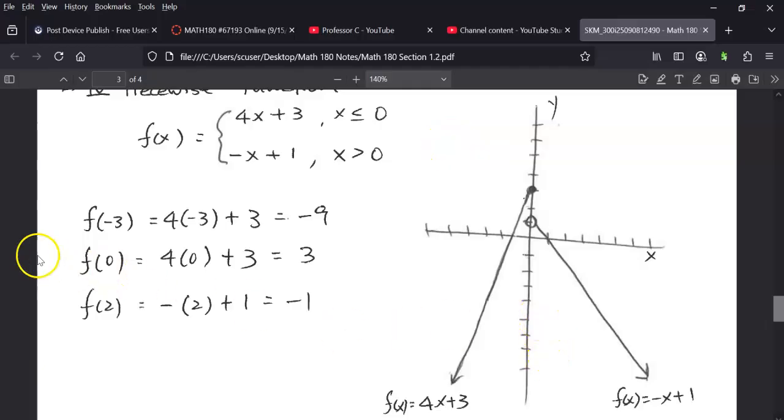Now, to evaluate, I give you three examples here: f of negative 3, f of 0, and f of 2. For f of negative 3, since negative 3 is less than 0, we're going to use the first part of the function to evaluate. f of 0 also belongs to the first function because x less than or equal to 0 follows this function. Versus f of 2: since 2 is greater than 0, it belongs to the second part of the function. So when we evaluate 2, we plug into this bottom function, so negative 2 plus 1 equals negative 1.